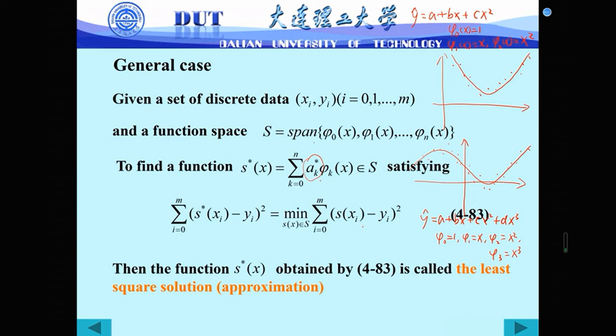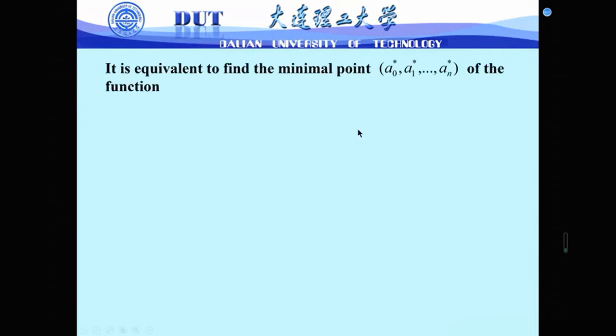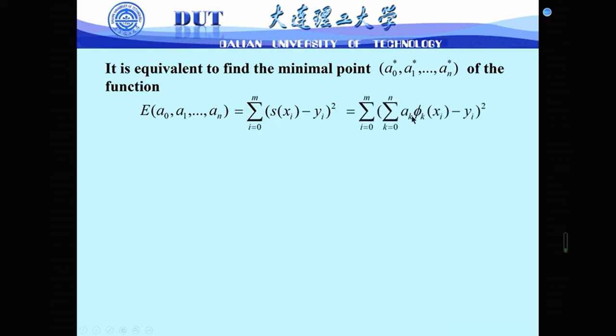It's okay for you? So here we just consider the general basic functions or general function space. Now you see different functions, but actually the idea is the same. Now it is equivalent to finding the minimum point of a0 star, a1 star to an star, because now we need to determine n plus 1 coefficients. So we also denote by capital E(a0, a1 to an), n plus 1 variables, the summation of the squares of s(xi) minus yi. It's okay? And s(x) is the sum of ak multiplied by phi k(x). This is phi k(xi) minus yi.